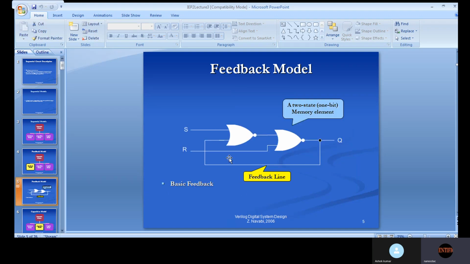So in the feedback model, you can see here you are getting the output, and you are just feeding it back to the input. So this line is called the feedback line. Here this represents a two-state, 1 bit memory element. That is the SR flip flop, indicating a 1 bit memory element. So this feedback line is storing the data.